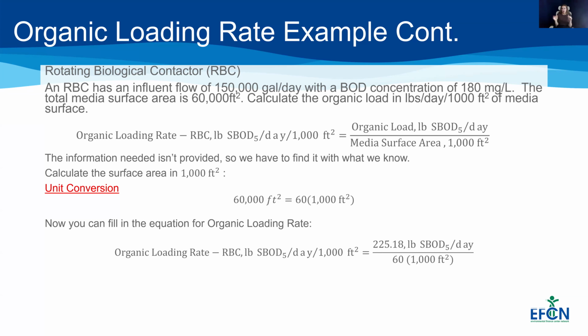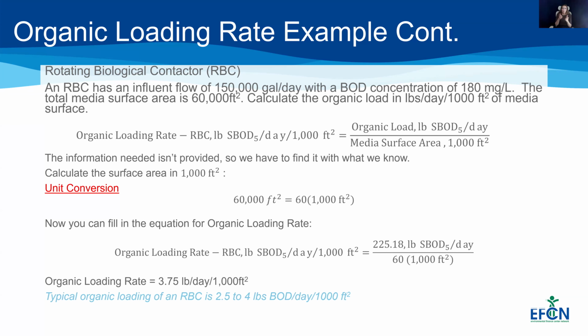60,000 square feet. So we're really just going to take that 225.18 and divide it by 60 and then keep our units. And this will equal 3.7 pounds per day per 1,000 square feet. So that's why we have to pull that 1,000 out. If we don't do that, we can end up with a much larger number. Now, the typical loading for an RBC is 2.5 to 4 pounds of BOD per day per 1,000 square feet. So this gets us within that range, and we also have our correct units.